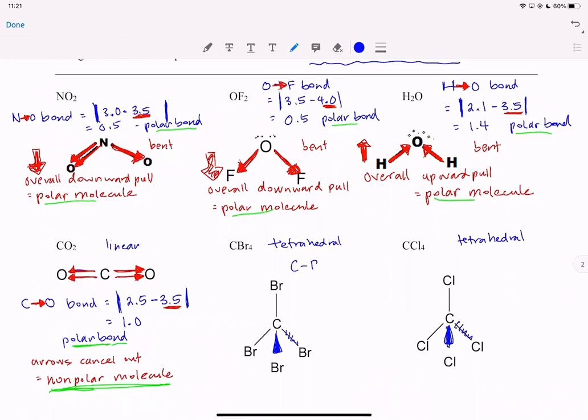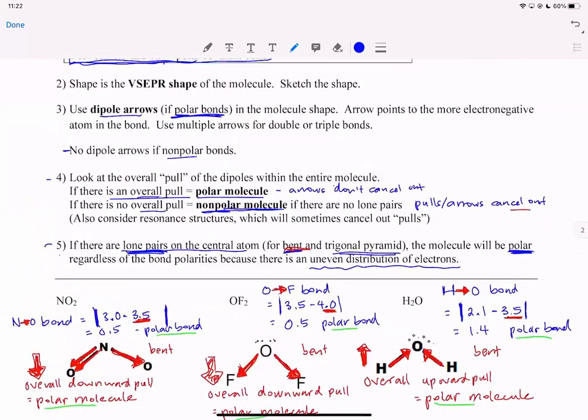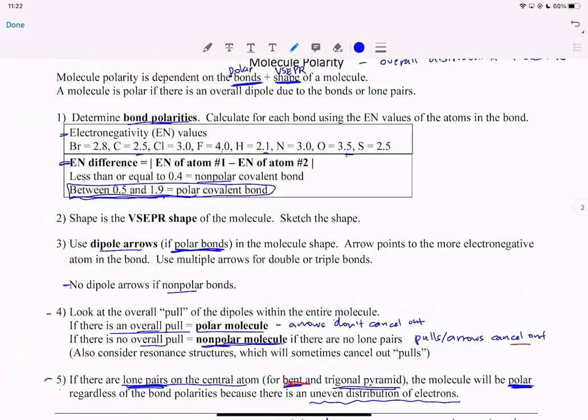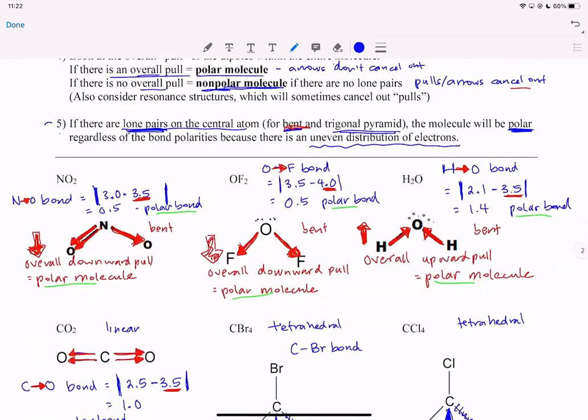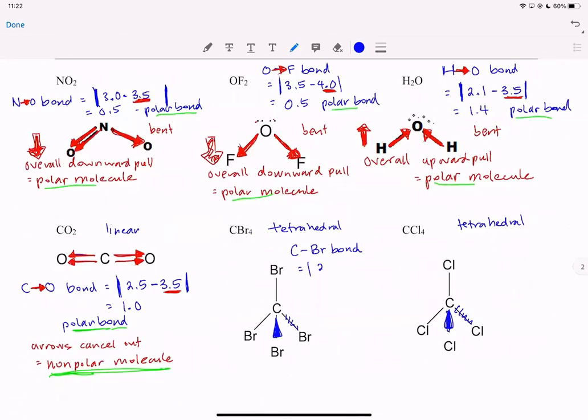So this is the C-Br bond, the carbon and bromine bond. We need the numbers for carbon and bromine. So going back up, the electronegativity values, carbon is 2.5 and bromine is 2.8. So this is 2.5 minus 2.8, which is 0.3. 0.3 falls in the range of the nonpolar bond. So what do you do if you have a nonpolar bond? You have no dipole arrows.